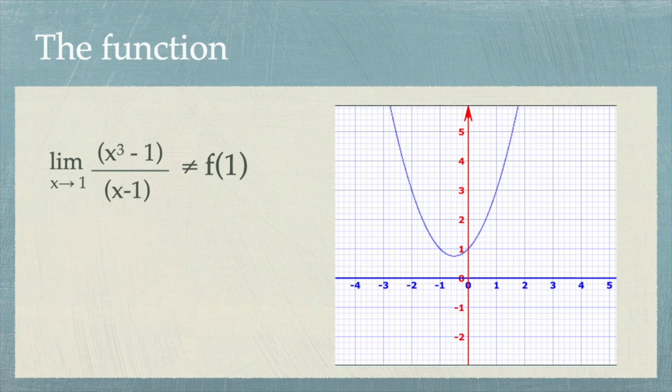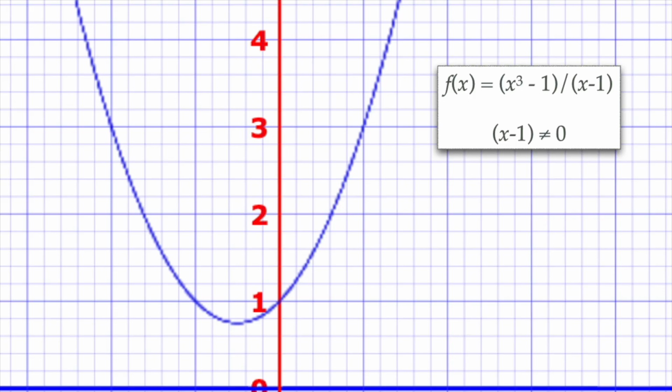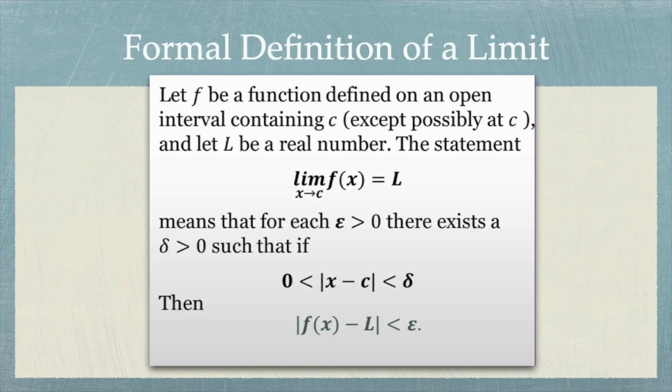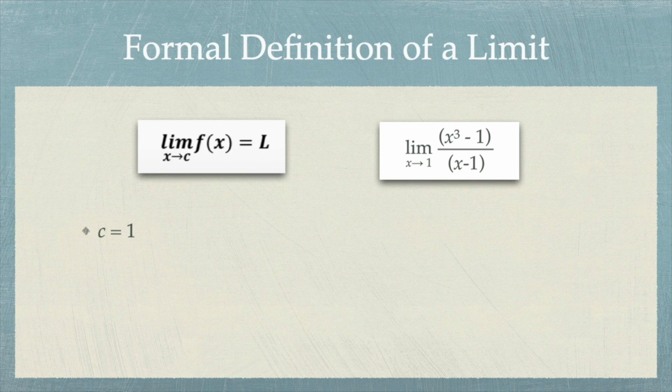So since we can't evaluate the function, what we can do is look at the graph and see that it looks like the limit is 3. Let's zoom in a little more. By the way, there is a point of discontinuity here, since the denominator cannot equal 0. But it does look like the limit is 3. So, reviewing again the definition of the limit, let's see how it compares to our specific example. We would see that the c is 1, that the function is x to the third minus 1 over x minus 1, and the limit is 3, probably.